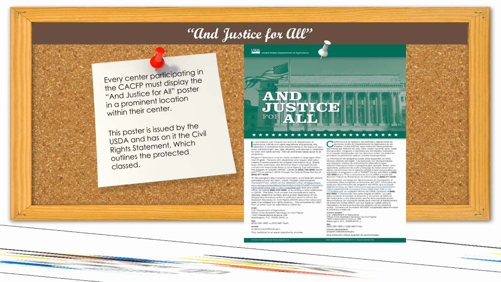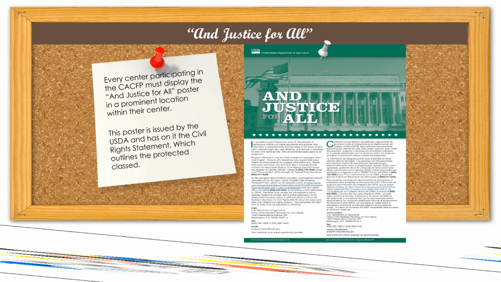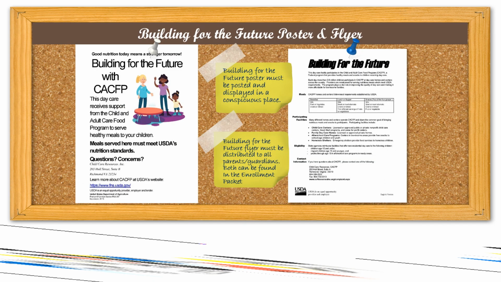Every center participating in the CACFP must display the Justice for All poster in a prominent location within their center. This poster is issued by the USDA and has the Civil Rights Statement, which outlines the protected class. The Building for the Future poster lets your parents know that you participate in the CACFP. This poster must be displayed in a conspicuous place within your center.